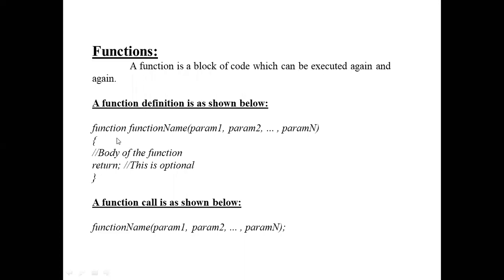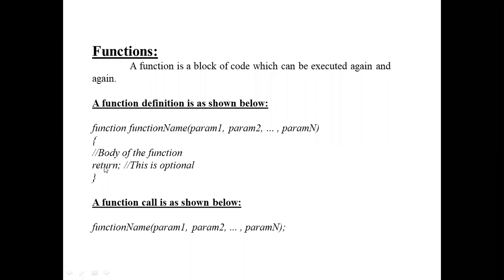So here the function definition is shown below. A function definition consists of a function header and the body of the function. The function header is the first line. The function header consists of the function keyword and the function name followed by parameters. The parameters are enclosed in round brackets.